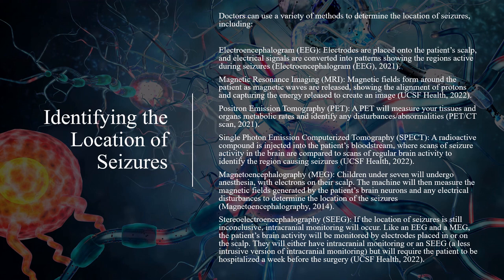Stereoelectroencephalography. If the location of seizures is still inconclusive, intracranial monitoring will occur. Like an EEG and an MEG, the patient's brain activity will be monitored by electrodes placed in or on the scalp. They will either have intracranial monitoring or an SEEG, but will require the patient to be hospitalized a week before the surgery.